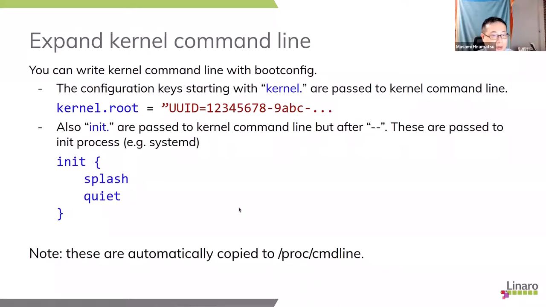This example shows the root partition command line option. So the kernel.root=UUID=... will be passed to the kernel command line. Also, the init key, started from init, is passed to the kernel command line, but after a double dash. This means that these are passed to the init process. For example, systemd or something like that.